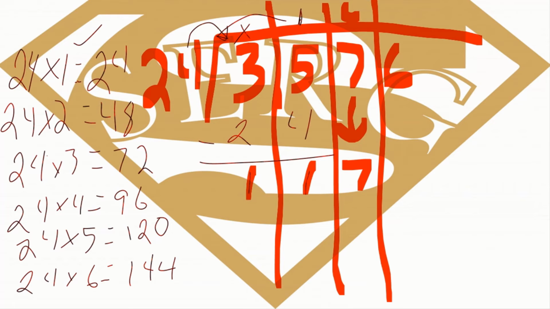Oh, that did not fit. Let me go back to the pen. There we go. 4 times. So 24 times 4 is 96. Now we subtract again. 7 minus 6 is 1.